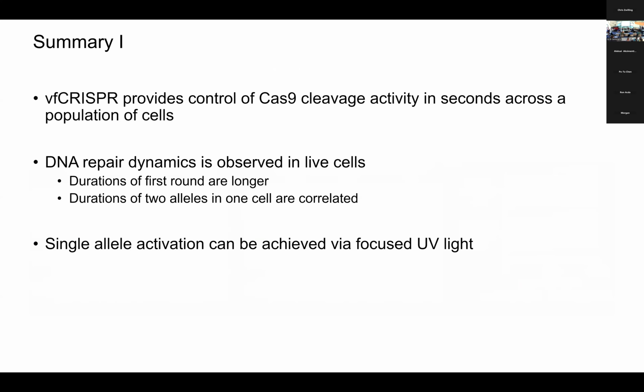So this is the quick summary. This very fast CRISPR provides second-level control of Cas9 cleavage, and we can use it to monitor the repair mechanism, the repair process, in a living cell. And it also has the capacity to perform single allele activation.